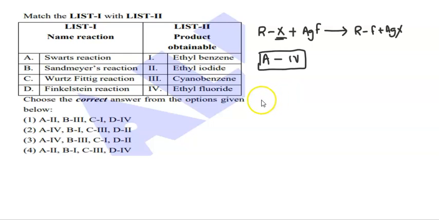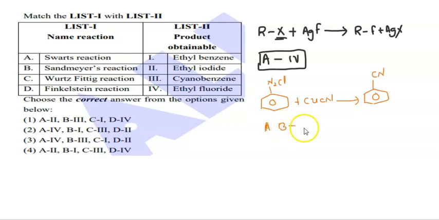Sandmeyer reaction. So if I take a compound like benzene diazonium chloride, which is on reacting with a compound like CuCN, CN minus will replace the N2Cl, then you can get benzene which is connected to CN, cyanobenzene. So cyanobenzene or chlorobenzene or bromobenzene we can prepare by this reaction. So here the correct match for B is 3.